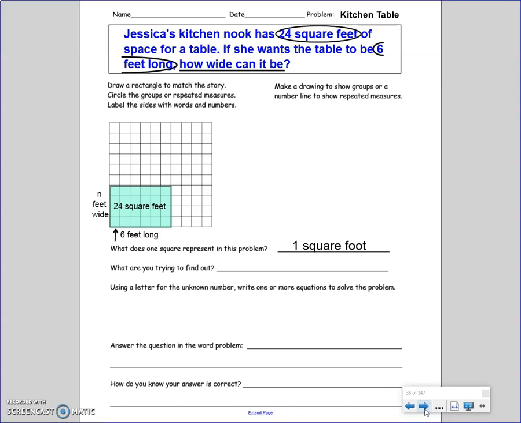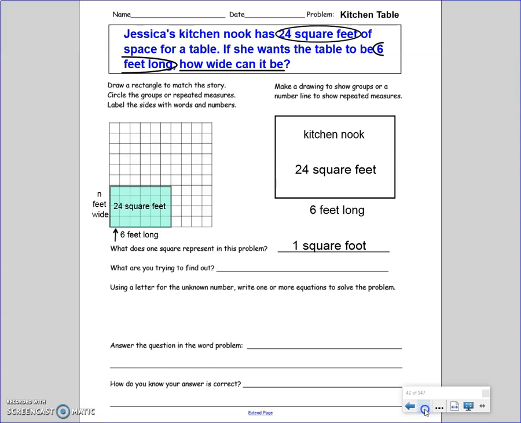One square on this problem represents, of course, 1 square foot, because all of the squares are square feet. Now, third grade, I'm going to go ahead and draw a rectangle that pretty much looks identical to the rectangle on the grid. I know that this item is Jessica's kitchen nook, and it's 24 square feet. Again, I'll put that it's 6 feet long and n feet wide. Now, third grade, we're going to ask ourselves, what are we trying to find out? The question asks, how wide can it be? So we're trying to figure out how wide the table can be.